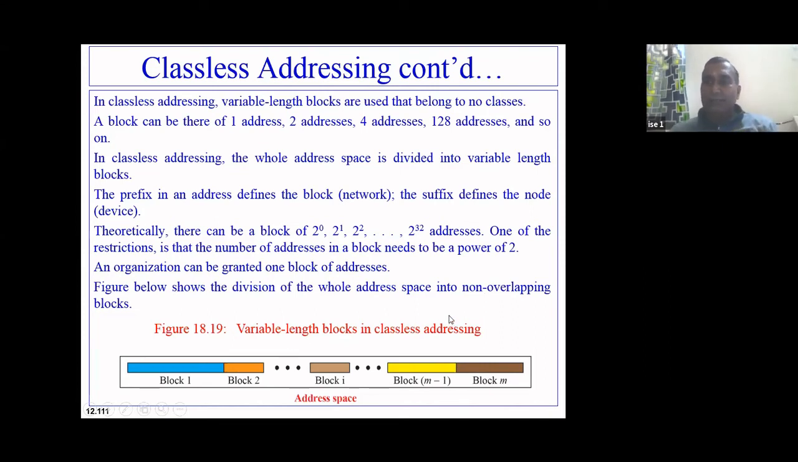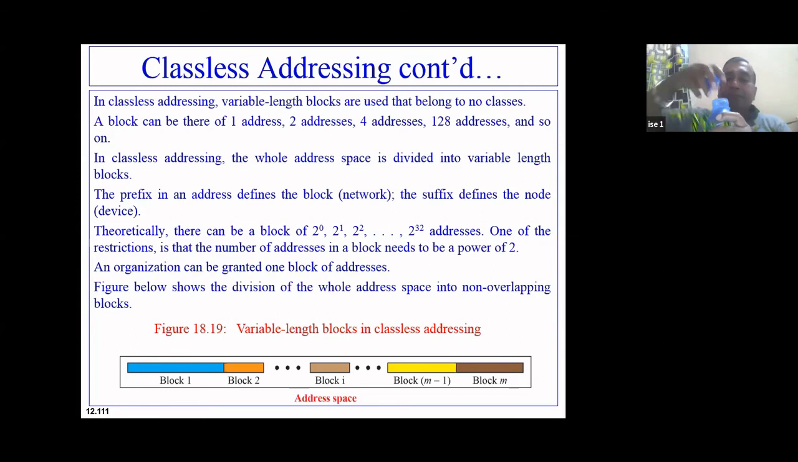Since there was no class: in IPv4 addressing, for class A the first 8 bits were called the prefix or network address, and the remaining 24 bits were called the host address. In class B, the first 16 bits were called the network address and the last 16 bits the host address. And in class C, the first 24 bits were the network address and the last 8 bits were called the host address.